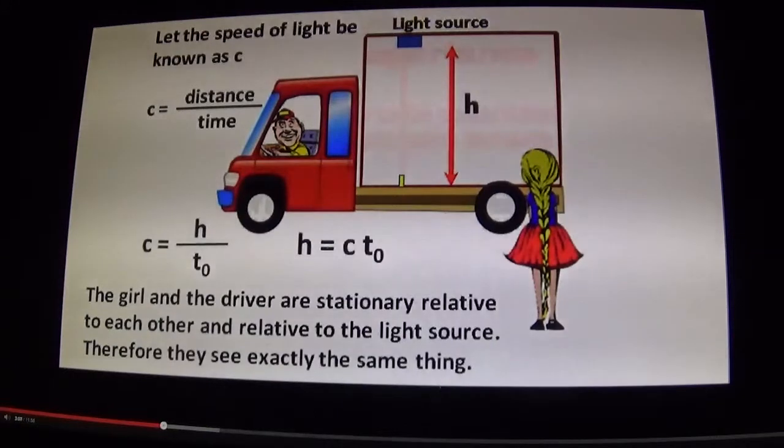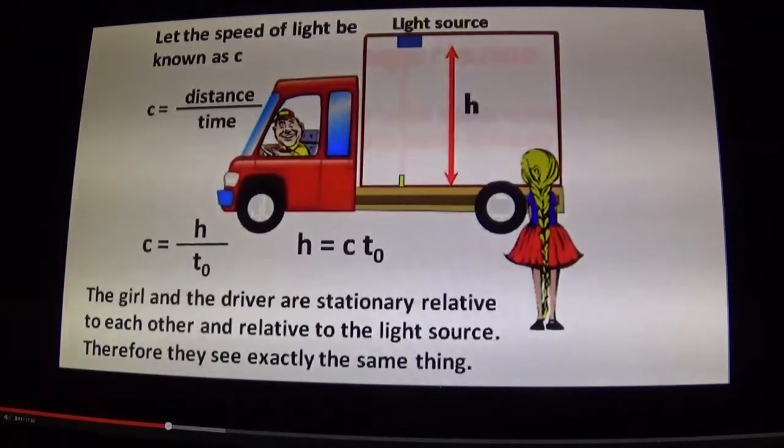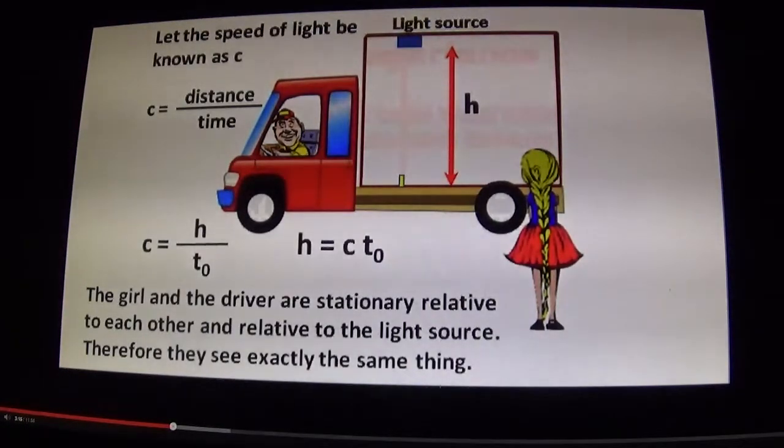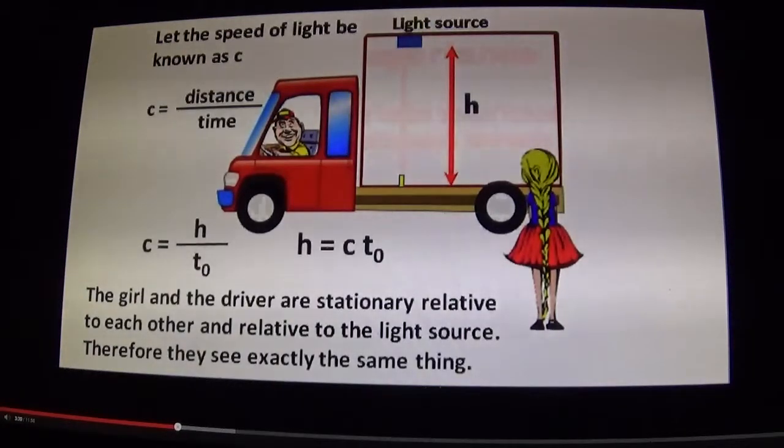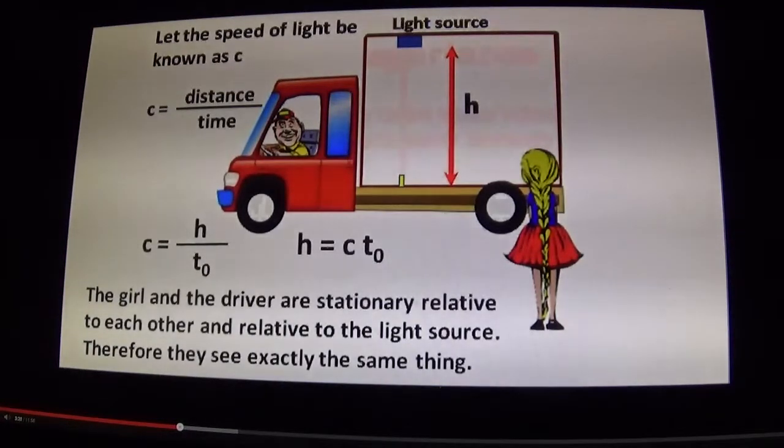Multiplying both sides by t0, you get h is equal to c times t0. So from now on, in any further calculations that I make, I'll be replacing that distance h with c times t0.